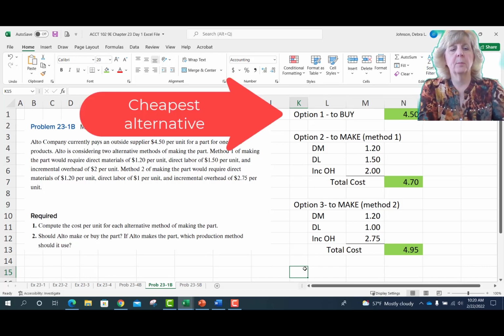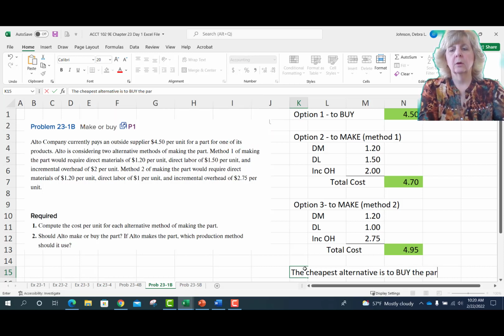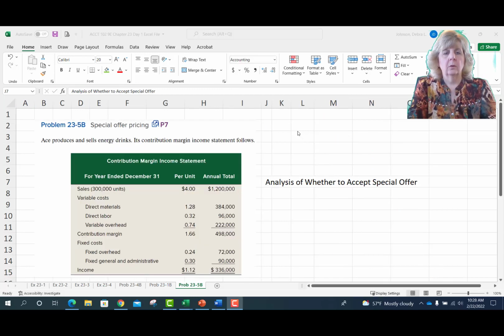So taking a look at all three of those options, it's clear that the cheapest option is to continue to buy the part. So on that number 2 requirement, go ahead and state what the actual decision is. The cheapest alternative is to buy the part. And if you wanted, you could quantify what the cost savings would be to continue to do that. On to the last one. We're almost there. Okay, great job of hanging in there.